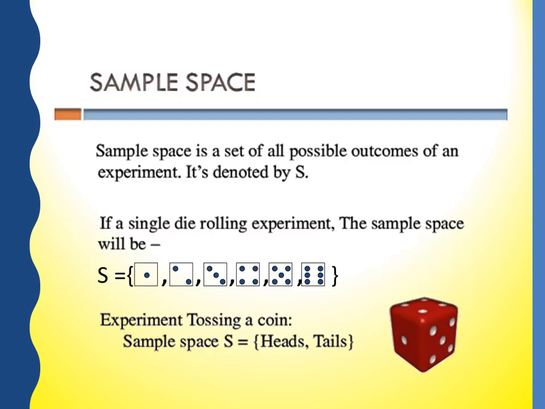Again, about the sample space. Sample space is a set of all possible outcomes of an experiment. It's denoted by S. In a single die rolling experiment, the sample space will be 1, 2, 3, 4, 5, 6. And for the experiment of tossing a coin once, the sample space is head and tail.